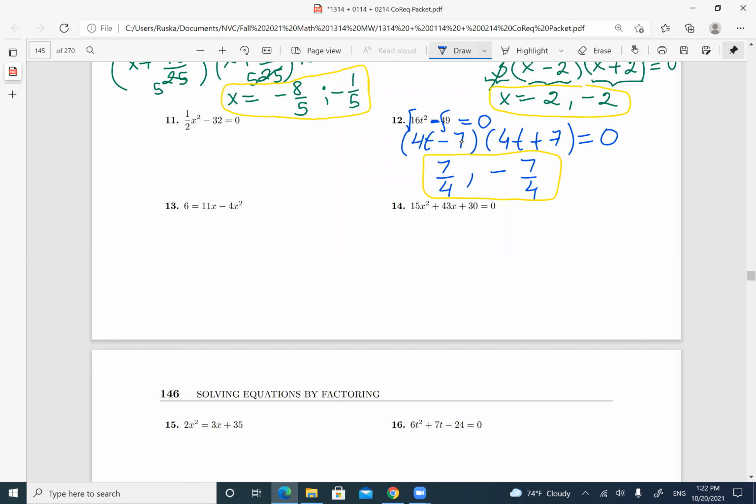Okay. The next one, let's do 13. So 13, I have negative 4 here. So I'm going to move everything to the left side.